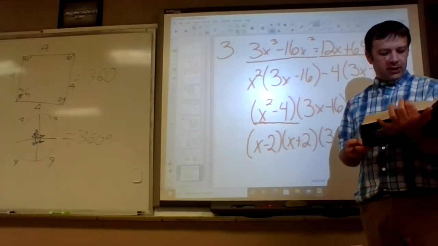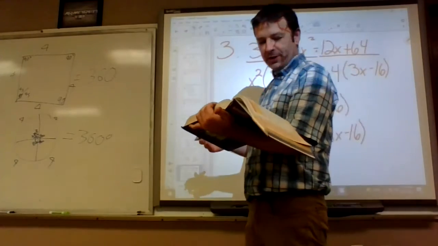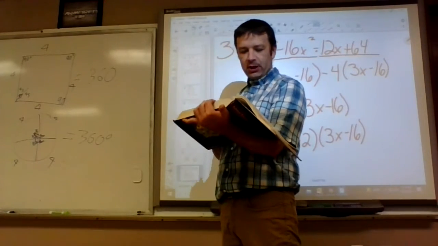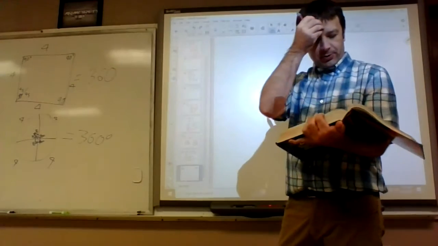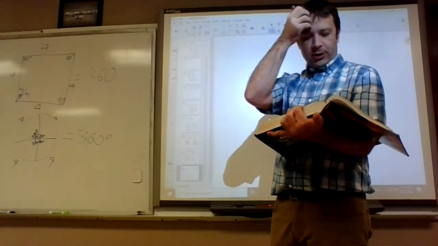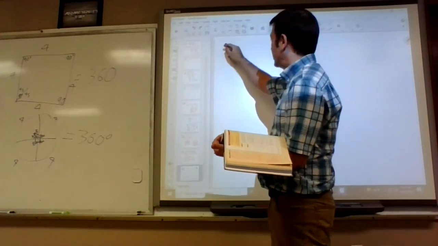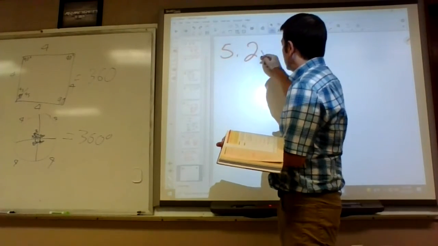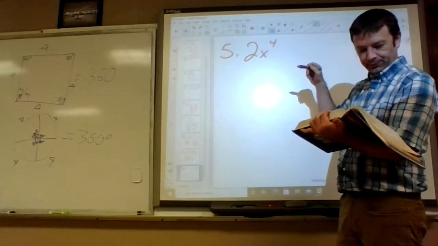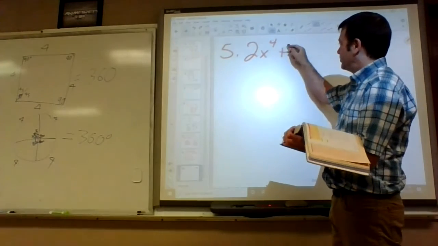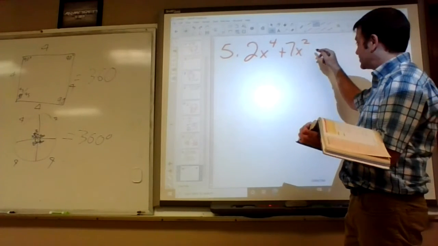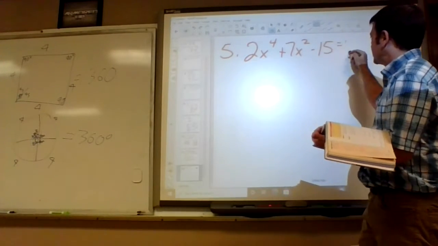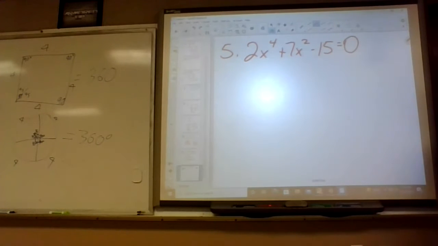We're doing 1 through 10 today. Okay, number 5. Does number 5 look more like number 1 or number 3? Number 1. So I'm going to reorder number 5. Guess how I'm going to write it? In order: 2x to the 4th plus 7x squared minus 15 equals 0. I just moved everything to the left side, so it's nice and orderly.